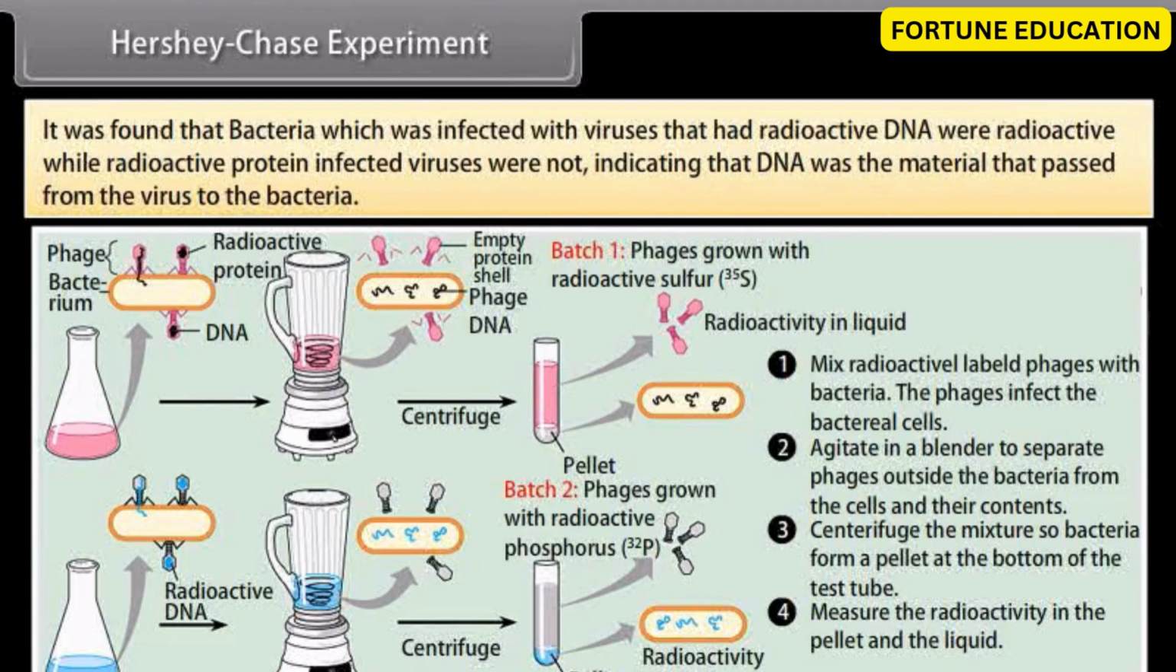It was found that bacteria infected with viruses that had radioactive DNA were radioactive, while those infected with viruses that had radioactive protein were not, indicating that DNA was the material that passed from the virus to the bacteria.